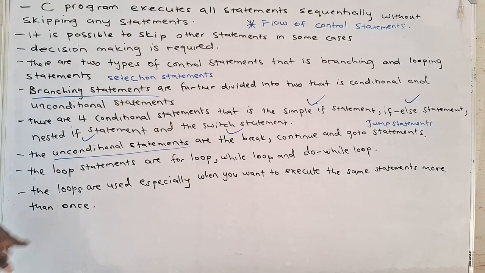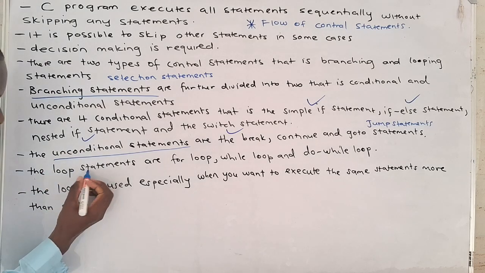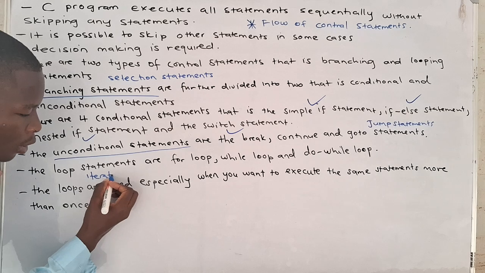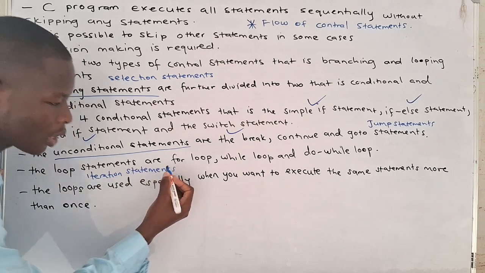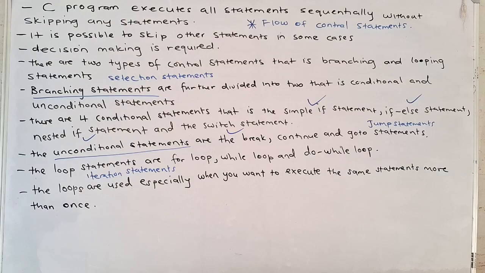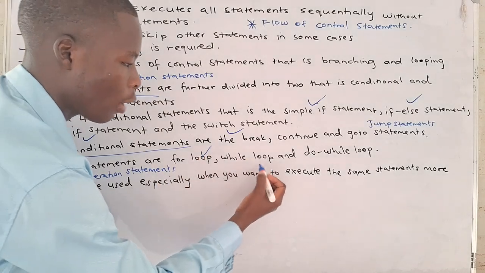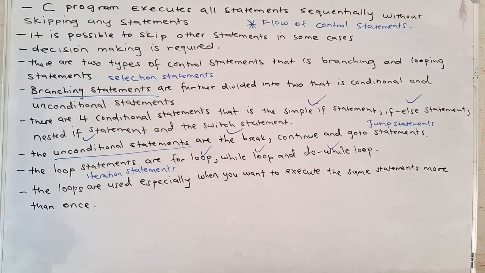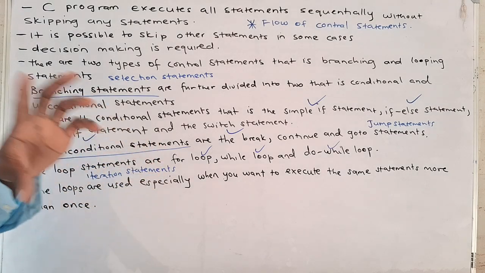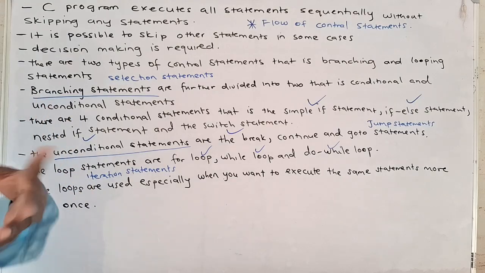We also have the loop statements. Loop statements are also called iteration statements. We have the for loop, the while loop, and the do while loop. These loops are used especially when you want to execute the same statements more than once.